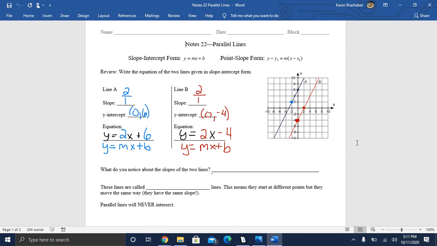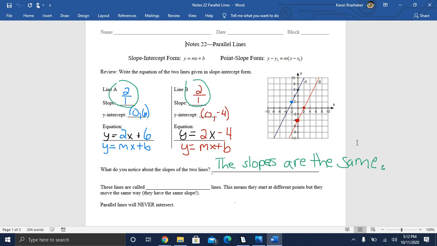So I have a couple of questions for us to look at. The first is, what do you notice about the slopes of the two lines? So as I was counting it out, or as I've got it written, what I want you to see is that the slopes are the same. So the slopes are the same. And hopefully that makes sense, because parallel lines run at that same steepness. So the slopes are the same.